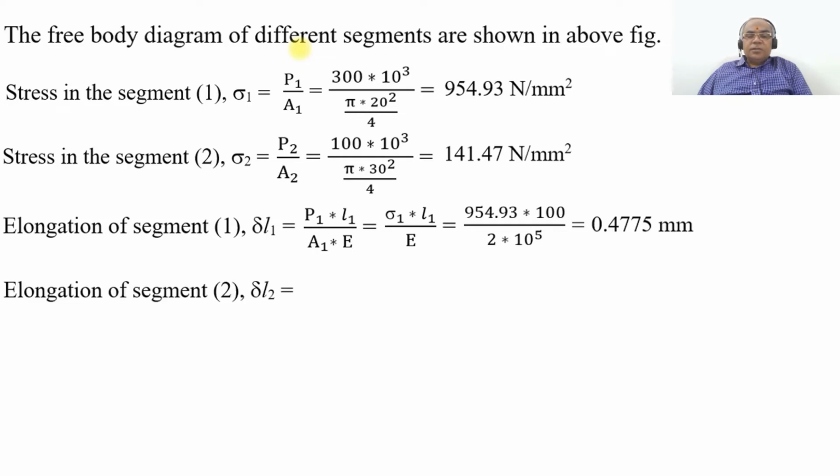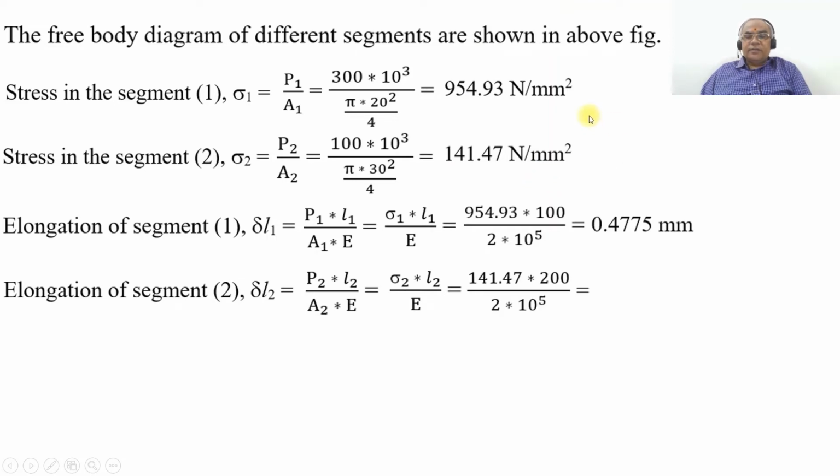Similarly, the elongation of segment 2, which is delta L2, will be equal to P2 into L2 by A2 into E, which is equal to sigma 2 into L2 by E. Substitute the value of sigma 2, which we have obtained from the calculated value, which is 141.47 into 200 divided by 2 into 10 to the power of 5, which is equal to 0.1415.